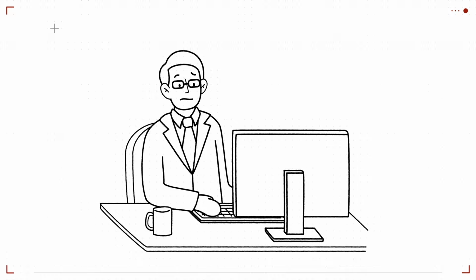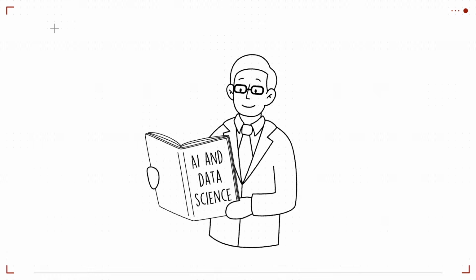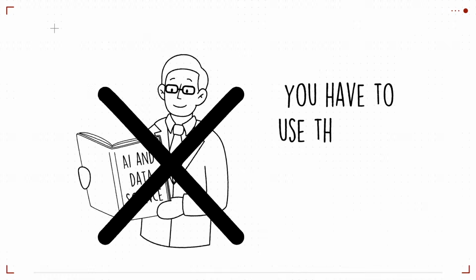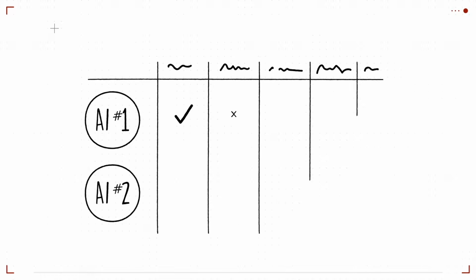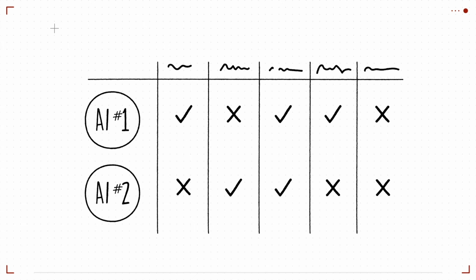Second, invest in your technical capabilities by getting your hands dirty. The philosophy of this course is that the best way to learn is by doing. You can't just read about AI and data science. You have to use the tools yourself. To truly lead, you need to understand the capabilities and limitations of these technologies.